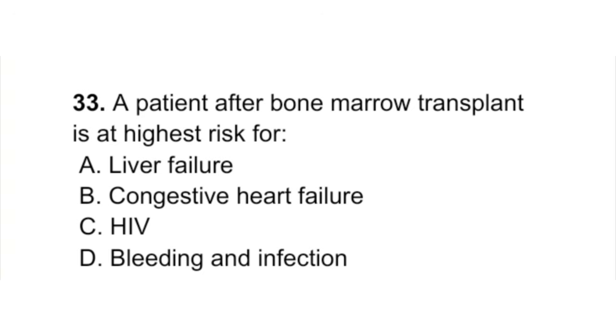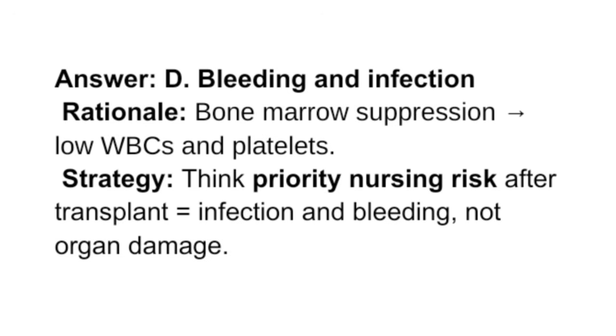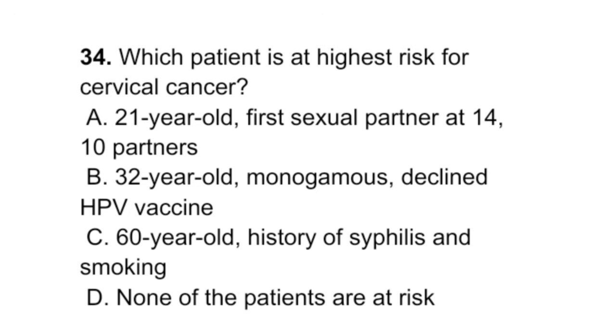33. A patient after bone marrow transplant is at highest risk for A. Liver failure. B. Congestive heart failure. C. HIV. D. Bleeding and infection. Answer: D. Bleeding and infection. Rationale: bone marrow suppression, low WBCs and platelets. Strategy: think priority nursing risk after transplant equals infection and bleeding, not organ damage. 34. Which patient is at highest risk for cervical cancer? A.